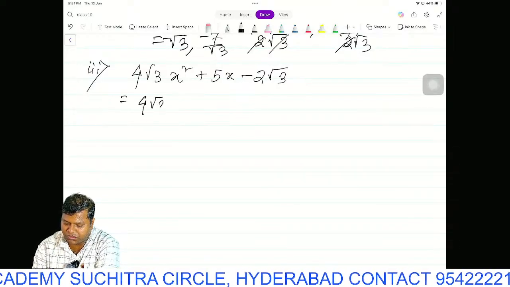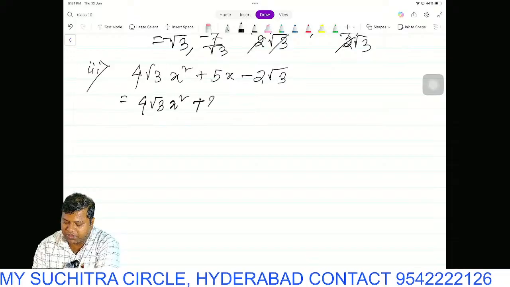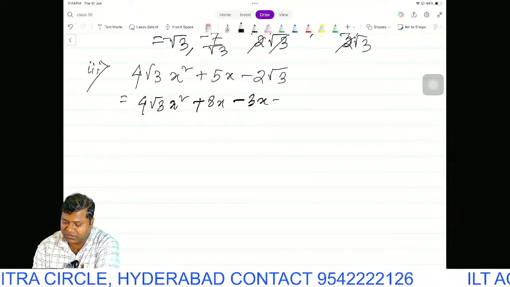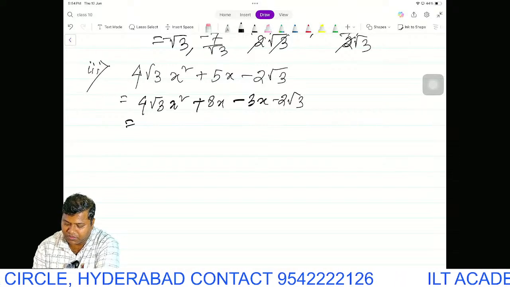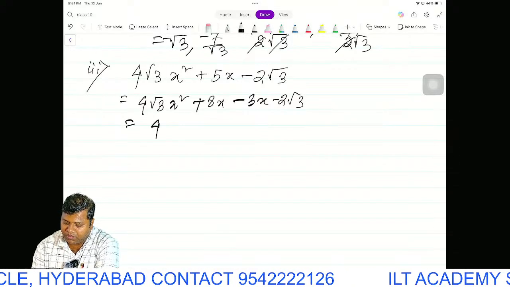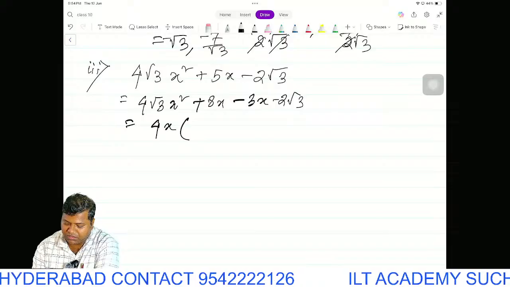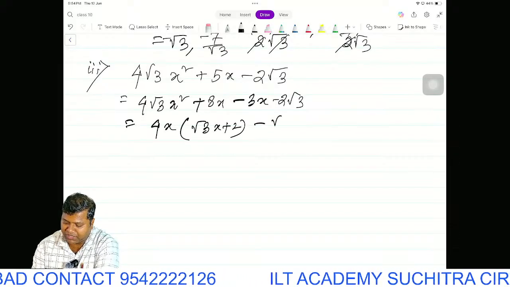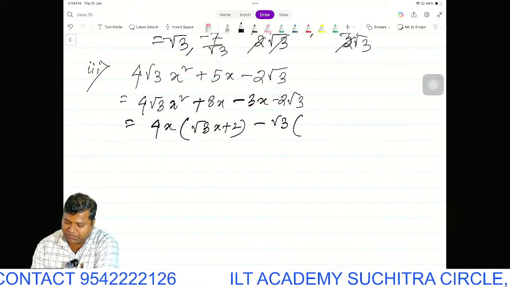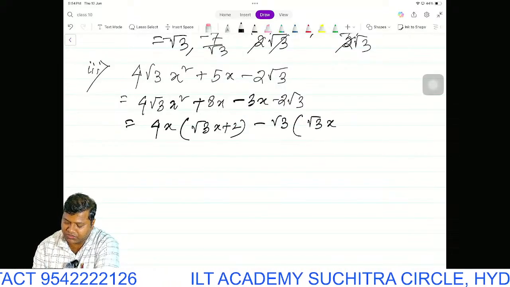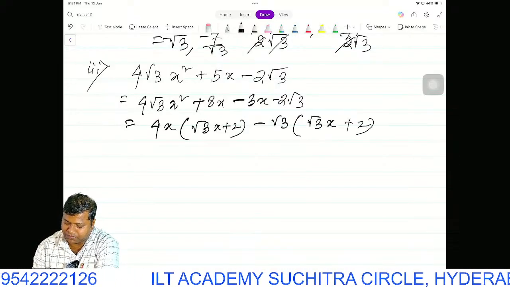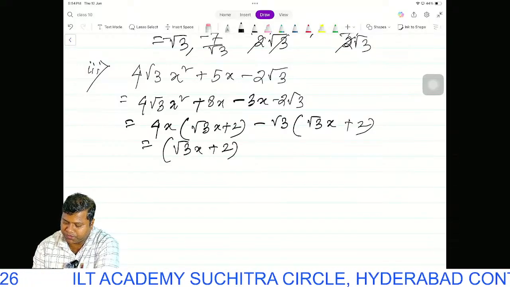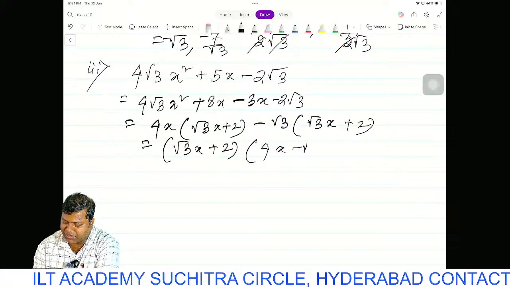So 4 root 3 x square plus 8x minus 3x minus 2 root 3. So if 4x I can take as common, then this is what? Root 3x plus 2. Minus root 3 you take as common. It will be what? Root 3x plus 2. So root 3x plus 2 times 4x minus root 3 it will be.